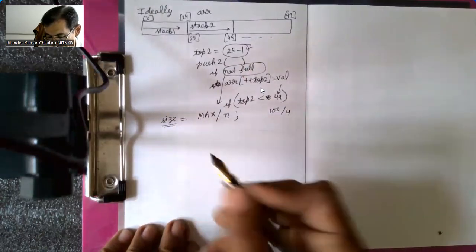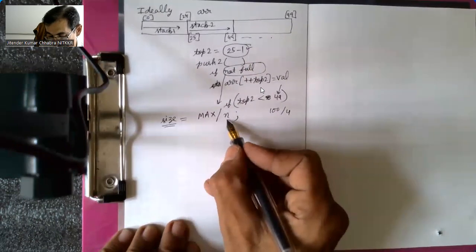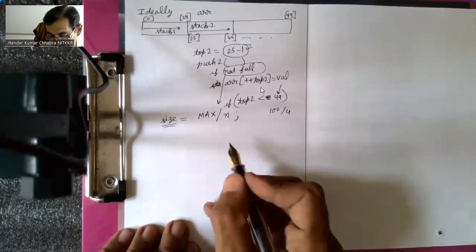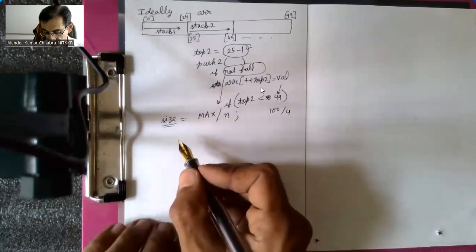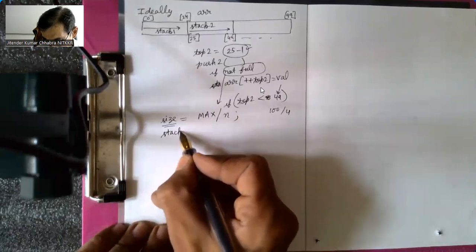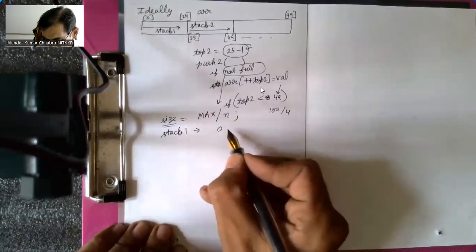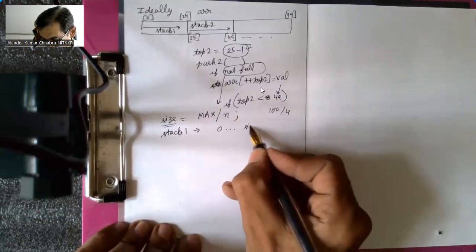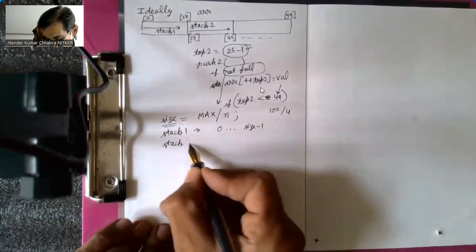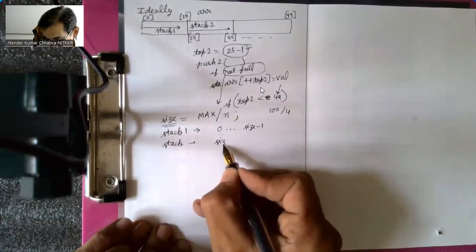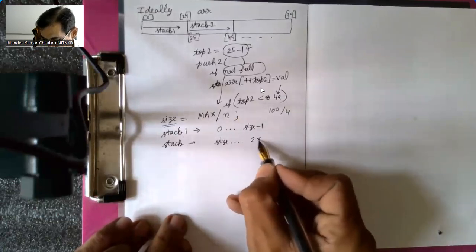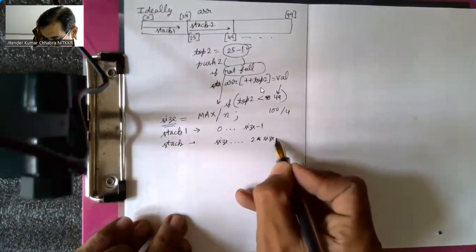If max is 200, it will become 50. If n is 10 and max is 100, then 10 stacks, so size will become 10 for each of them. My first stack boundaries are well defined now: 0 to size minus 1. Stack 2 effectively starts with size and goes up to 2 into size minus 1.